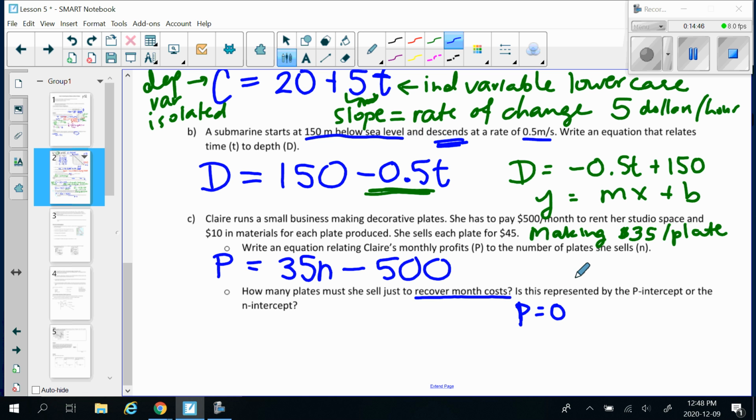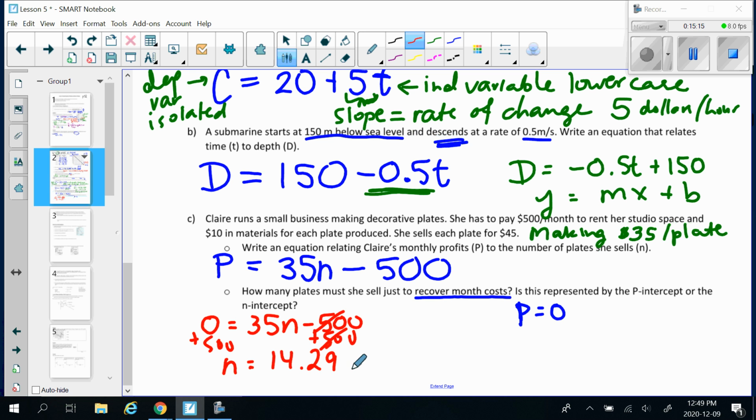So I can calculate what happens if the profit equals 0. Plus 500 here, so 500 is equal to 35n. So 500 divided by 35, I'm getting an n of like 14.29, but obviously I can't sell 14.29 plates. So in order to really recover the cost, I'm going to call that 15 plates. And if I don't sell at least 15, I'm not going to have recovered my costs.